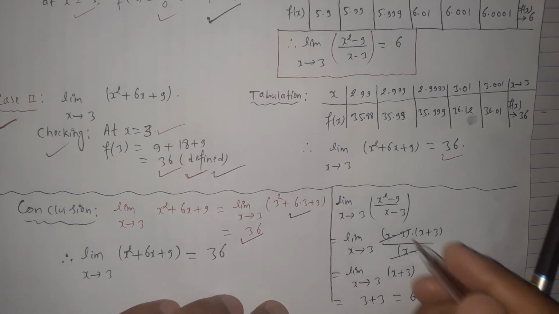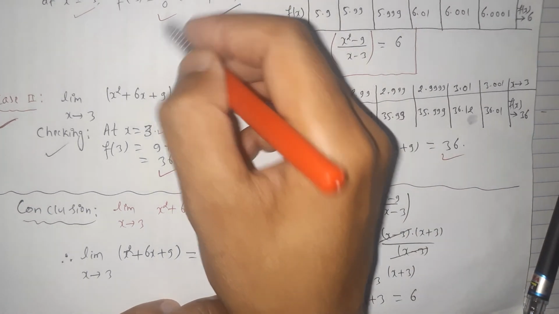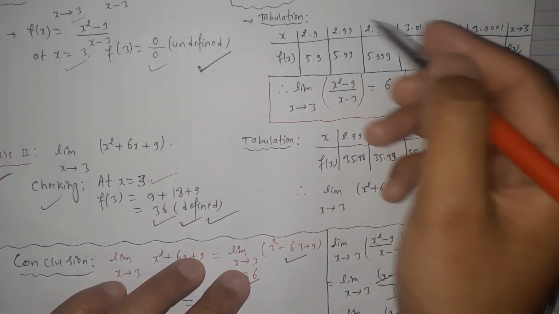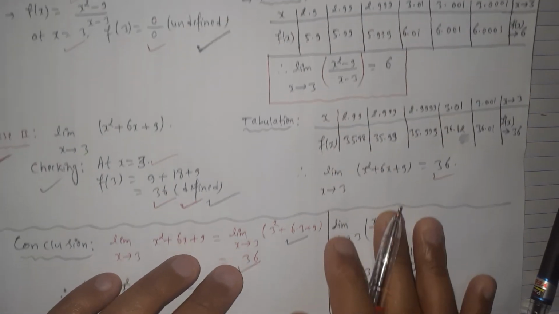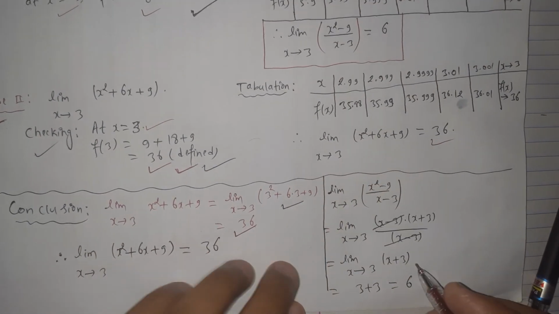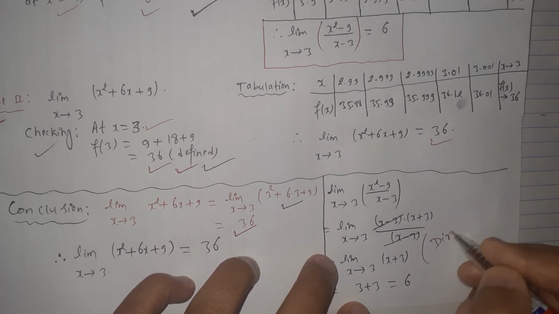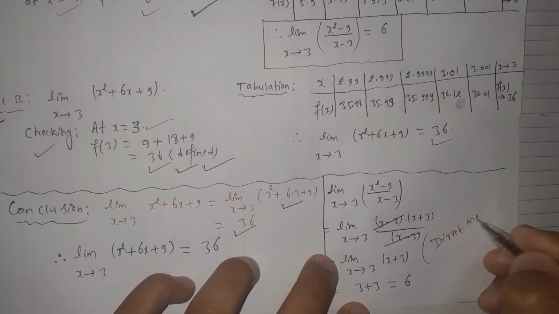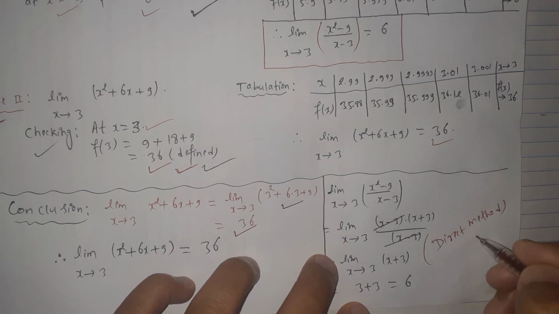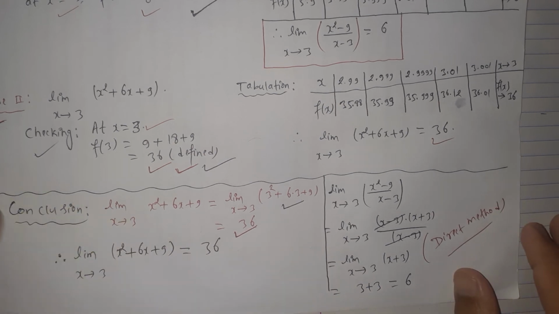Here we calculated the limit for the given function. First we calculated by the basic method, and then we calculated by the very short method. This is the very short, direct method for the calculation of the limit of a function at a given point.